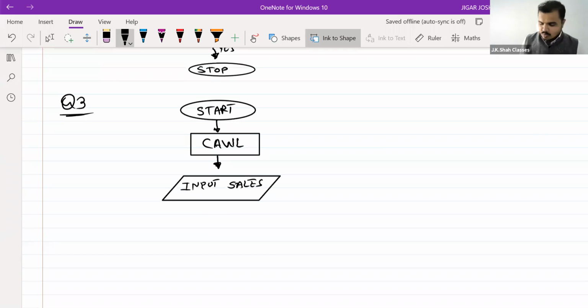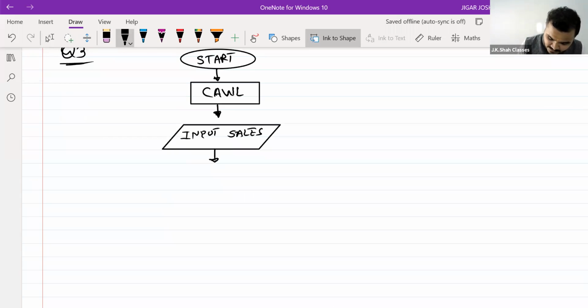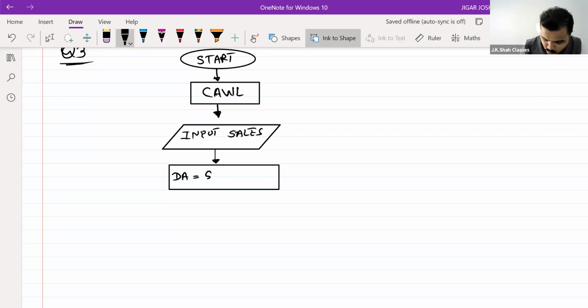What do we need to take as input? Presuming sales. Yes, we are presuming sales only. Input sales will be there. After sales, the next step is to calculate the discount amount. Once again, the process box is there. Discount amount is equal to whatever the sales value is, into 5 divided by 100.